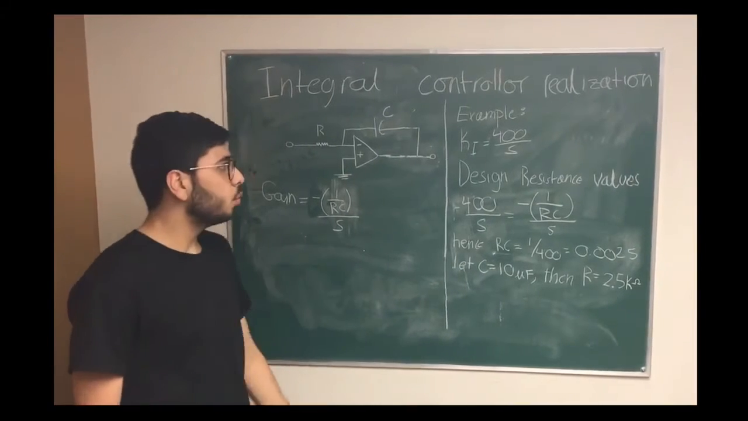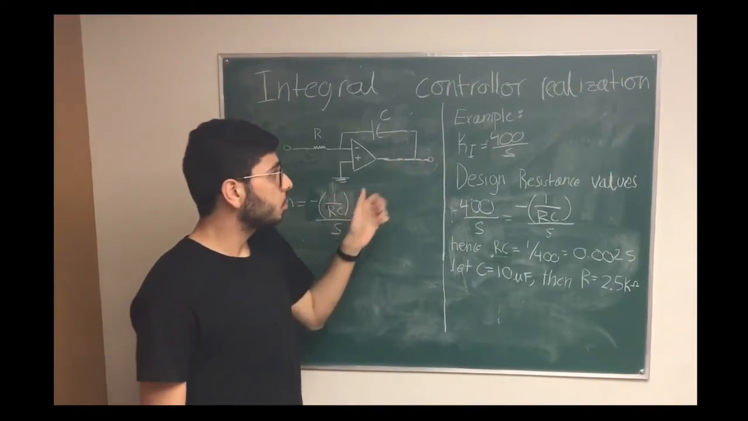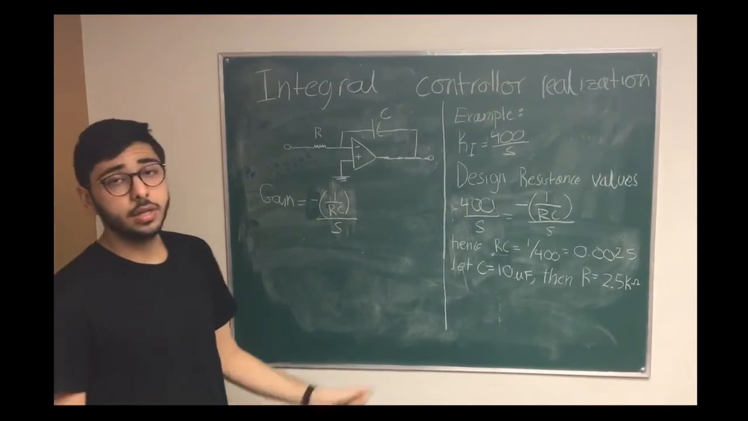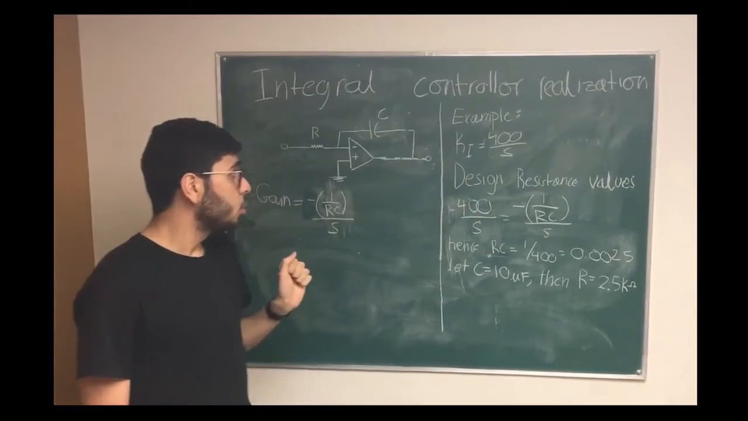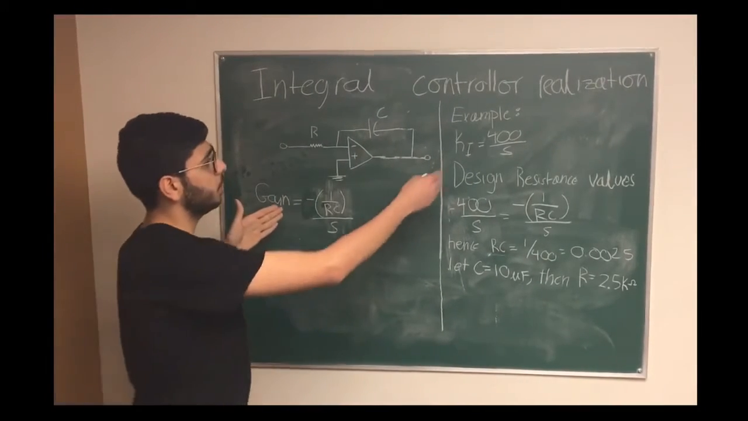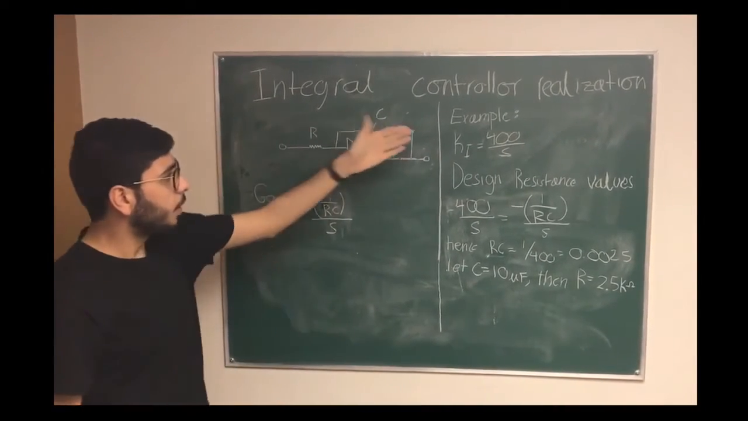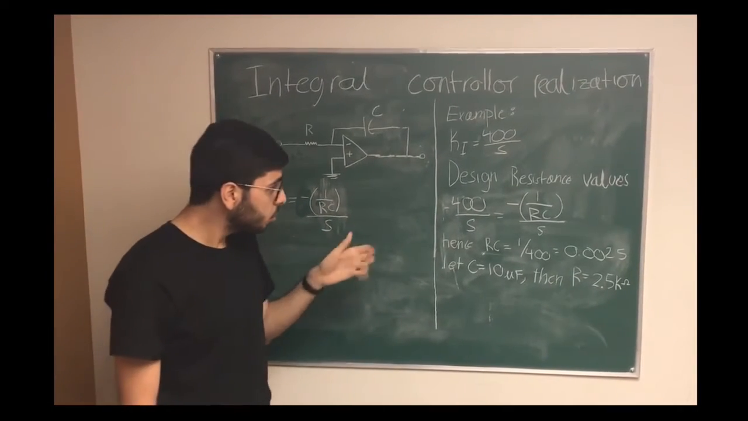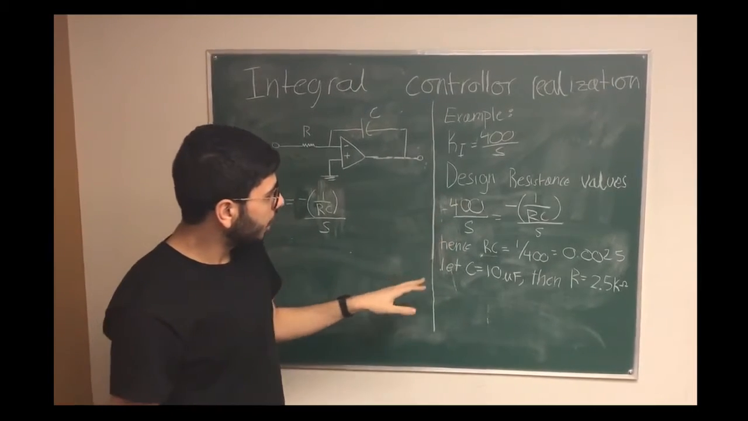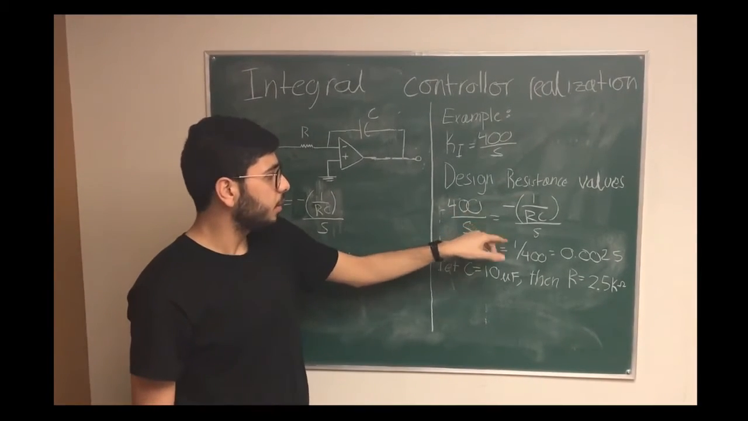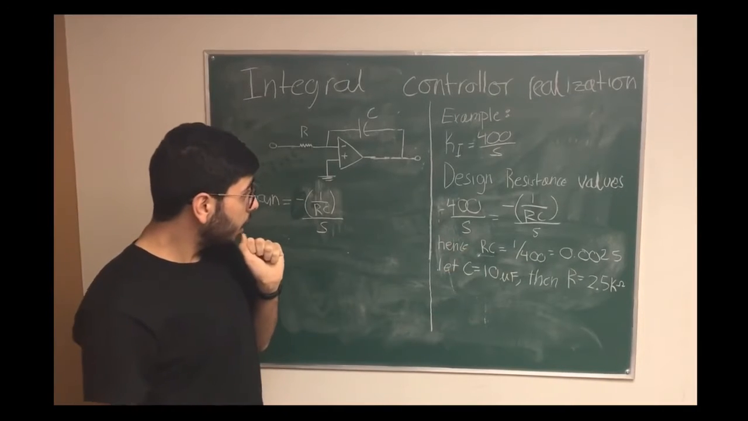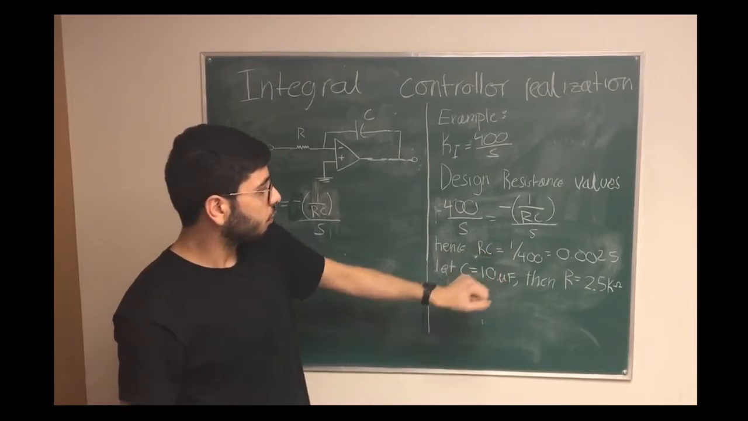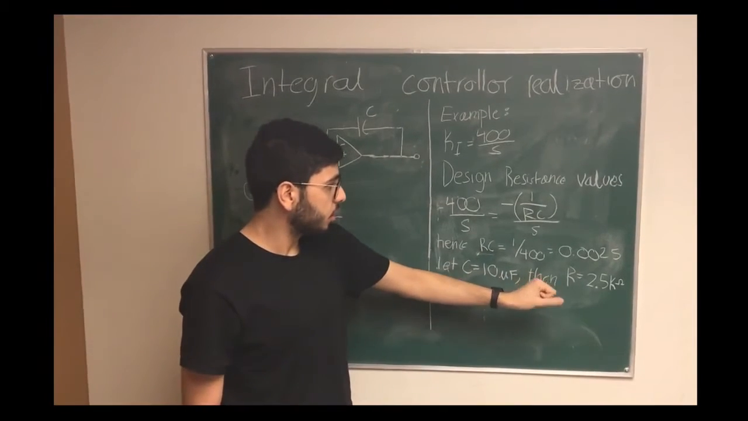Like the last example, we wanted to show an example for an integral controller, which we decided to be 400 divided by S, and we're going to design the values in order to get this. All we have to do is set these gain equations equal to each other, multiplying by negative since we're going to be inverting it again back to positive values. We get negative 400 over S equals negative 1 over Rc divided by S. By using simple math, you reach the stage where Rc equals 1 over 400, which gives us a value of 0.0025.